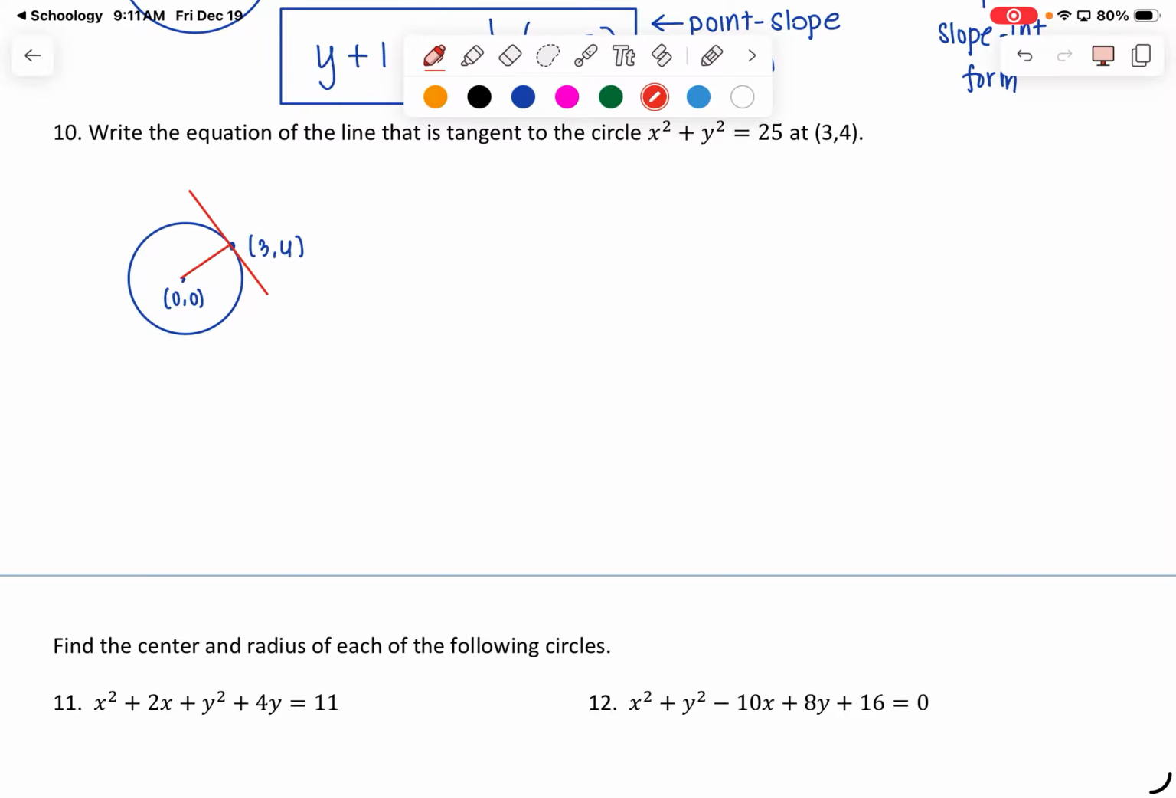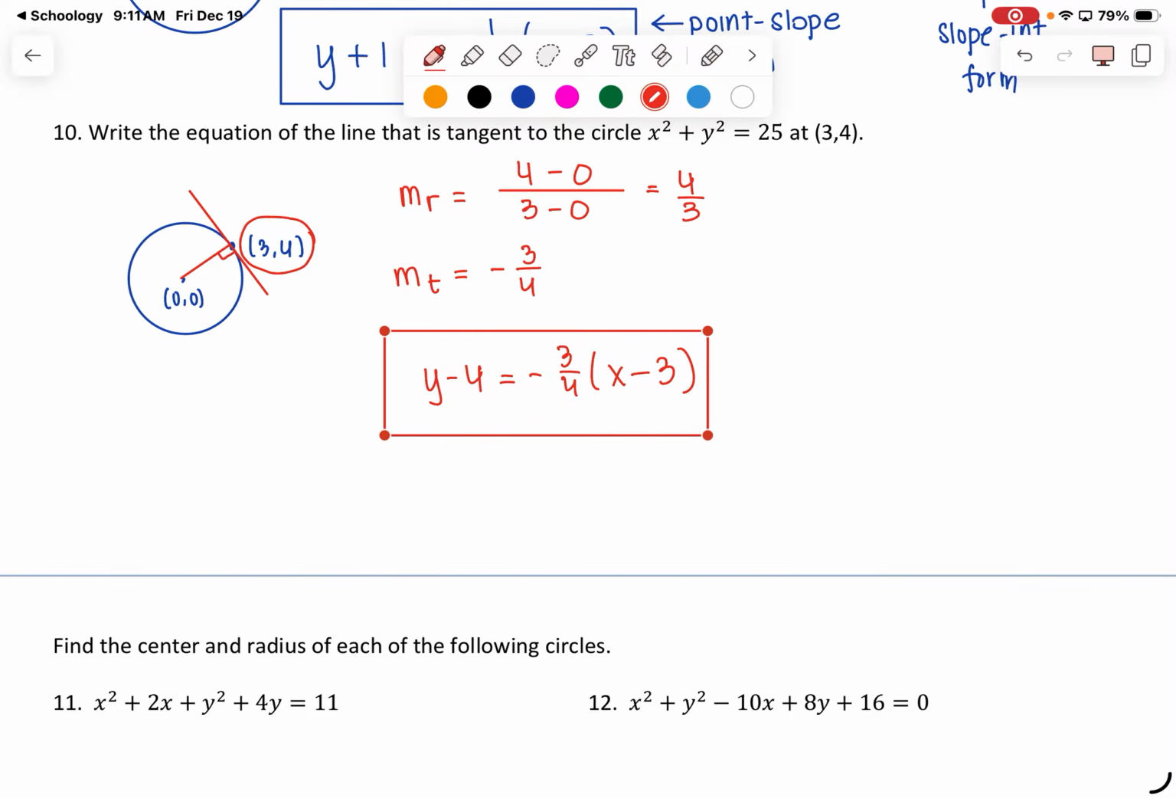Here's the radius, perpendicular. So the slope of the radius is equal to y2 minus y1. It doesn't matter which one's y2 and which one's y1. You can do 4 minus 0 or 0 minus 4, just as long as you're consistent. 4 minus 0 over 3 minus 0 is 4/3. The slope of the tangent line is the opposite reciprocal, -3/4. And then I'm going to write my equation of my line. Make sure you realize this is the point on the line, not (0, 0). y minus 4 is equal to -3/4 times x minus 3.